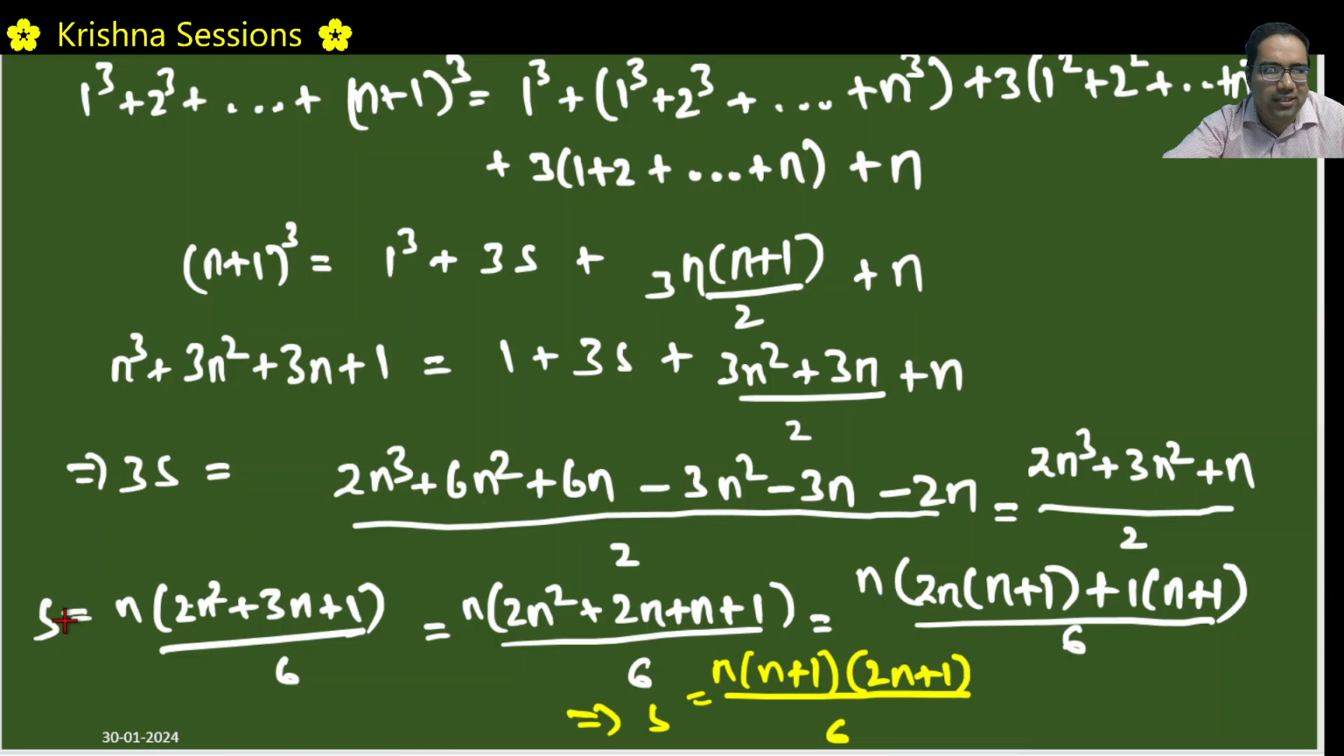So what is our s? 3s is this. For s, the 3 will go here, so the denominator will become 6. That's why this is 6, this is 6, this is 6. So what is our s finally? n into 2n plus 1 into n plus 1, which is n into n plus 1 into 2n plus 1. Whichever way we put it, it doesn't matter. The order doesn't matter in multiplication.